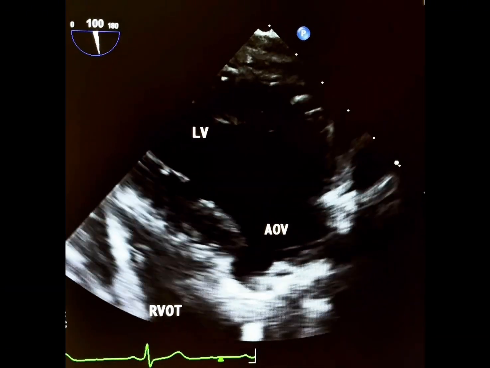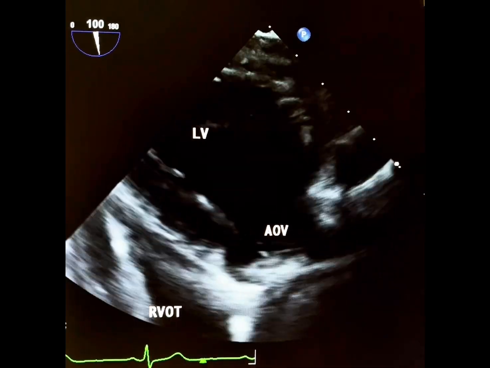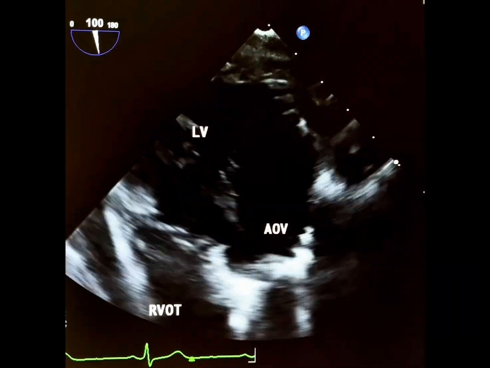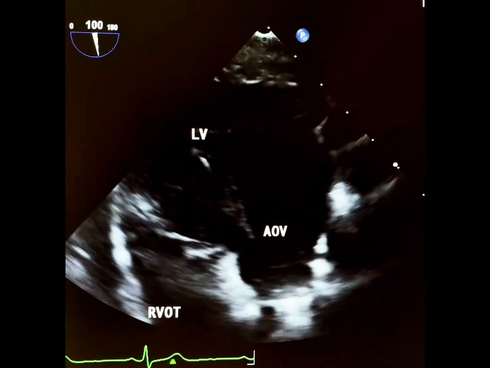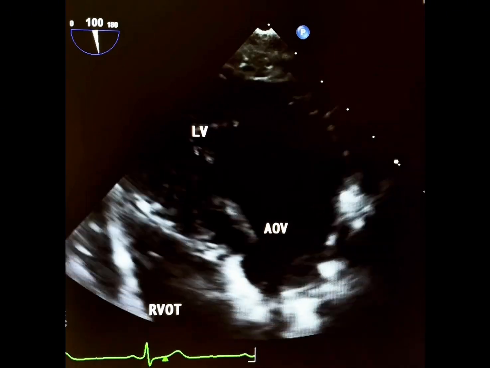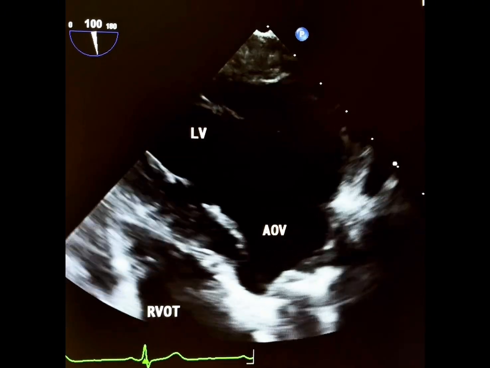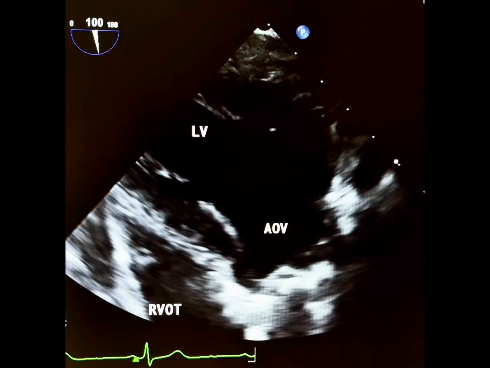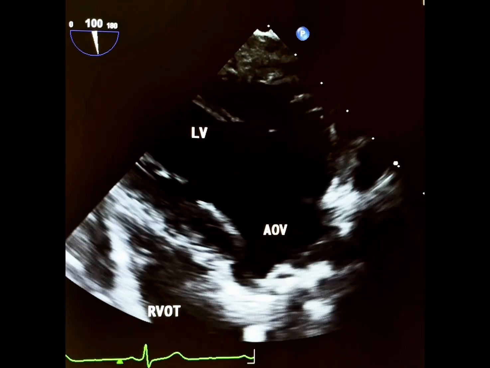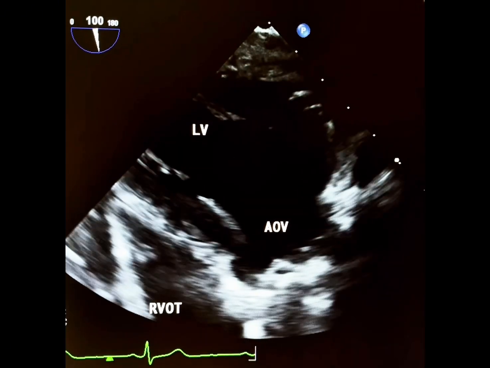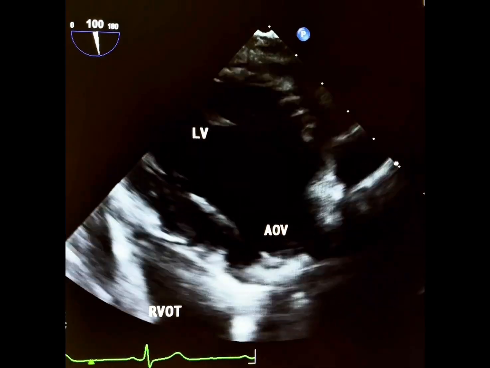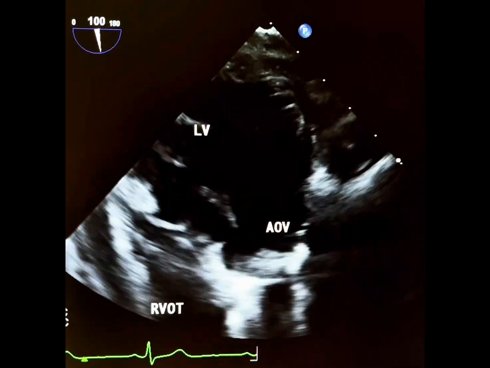Another important pitfall: pressure recovery can mimic PPM, especially in patients with a small ascending aorta. In these patients, Doppler may overestimate the true transvalvular gradient. This can falsely suggest prosthetic valve obstruction or PPM.